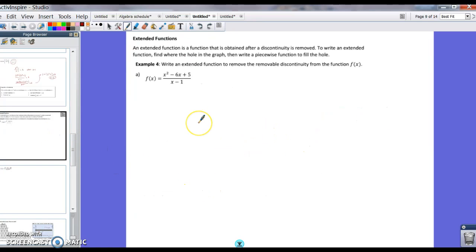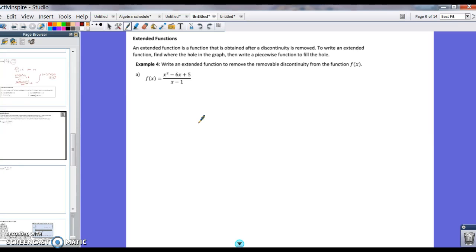But I want to talk about extended functions. An extended function is a function that is obtained after a discontinuity is removed, right? So we said we can remove a discontinuity when there's a hole. And this is what I was talking about last time, where we said we could rewrite the function, we could just write it a different way.